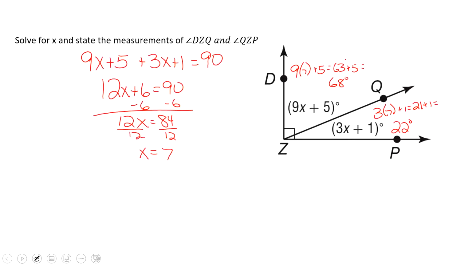All right, so again, we see the 2 angles have to add up to 90. They tell us it's 90 degrees. So 9x plus 5 plus 3x plus 1 equals 90. Combine our like terms, move 6 to the other side. We find out x equals 7. Plug 7 back into our equations for those 2 angles. We find out the big angle is 68 degrees. The smaller angle is 22. Does that make sense to everyone?